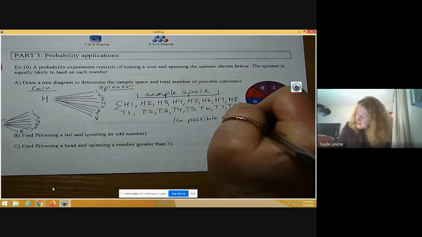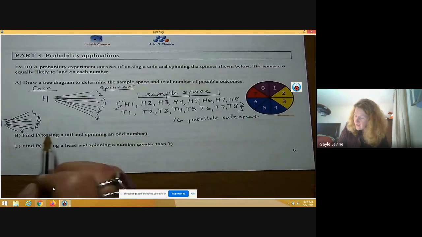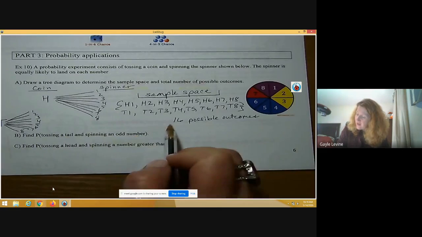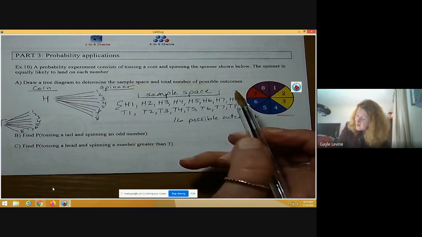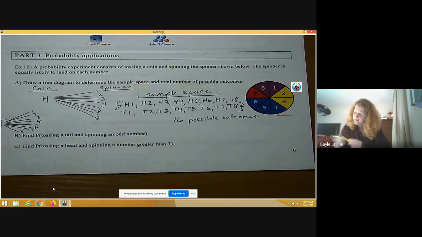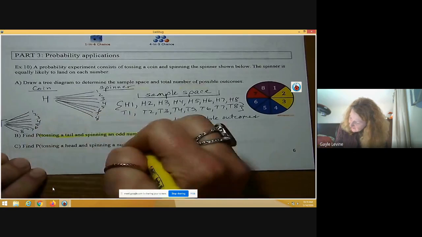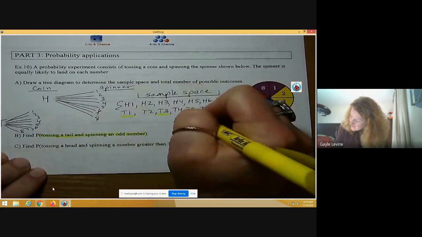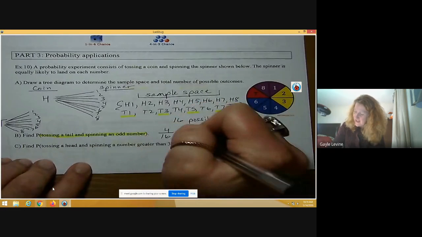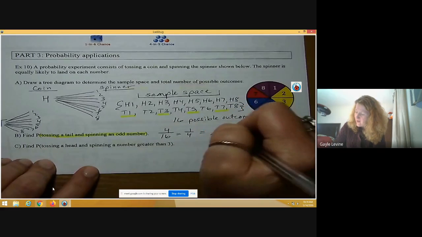Now we could have looked at the spinner by color as well, but right now we're just doing the number. So find the probability of tossing a tail and spinning an odd number. So you want to look at how many times does that happen. So the tail and an odd number, I'm going to underline them yellow. So a tail and an odd number would be T1, T3, T5, and T7. So there are 4 ways that that can happen out of the 16. That's your exact answer. If you reduce, you get 1/4. And then if you divide that, you get 0.25.